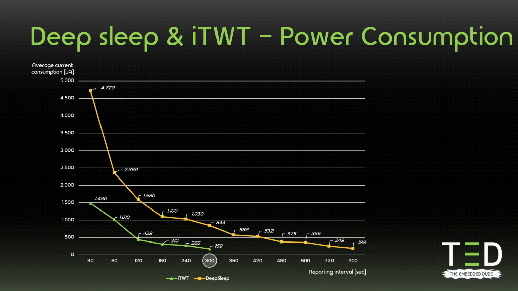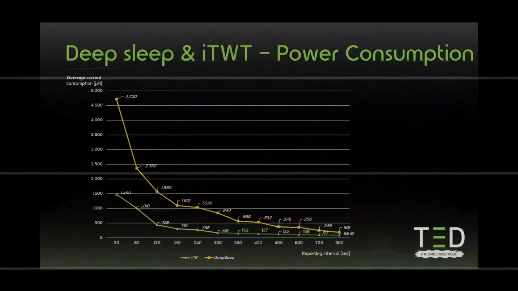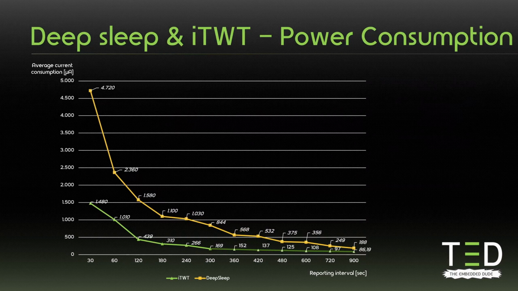One question is, when would the deep sleep be more power efficient than the individual target wake time? In order to do that, I extended the lines by calculating the next values. The picture looks like this. Now I have extended the individual target wake time line with calculated values beyond the 5-minute reporting interval. It's a darker green line. So we can see that in theory, individual target wake time would still be below the deep sleep power consumption even after 15 minutes or with a 15 minutes reporting interval.